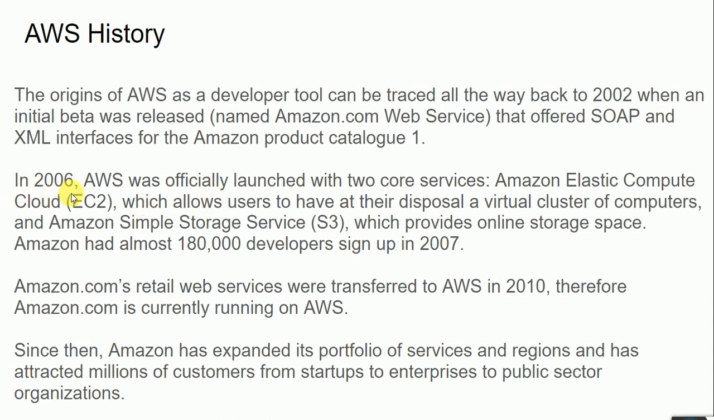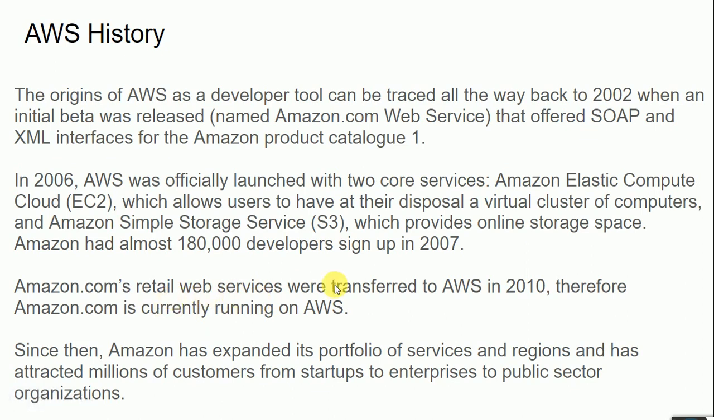Next, in 2006, AWS officially launched with two core services: EC2, also named ECC, Amazon Elastic Compute Cloud, one of the earliest Amazon services, which allows users to host and dispose of virtual clusters of computers. It's similar to a virtual machine. And Amazon S3, Amazon Simple Storage Service, is the storage service where we can store data, providing online storage space. Amazon had almost 180,000 developers sign up in 2007.